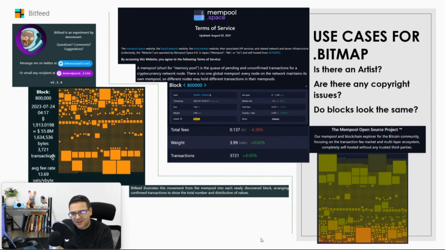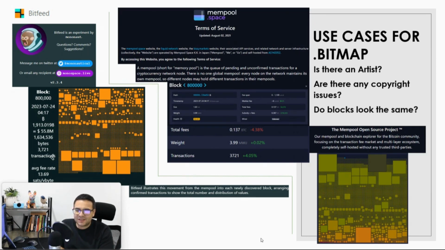So I guess then to answer the question of, well, is there a copyright issue? At the moment, I don't think there is, because both Bitfeed and mempool have not been interested in what these representations are. It's just the byproduct ultimately of the work that they've done. They just want to show what these Bitcoin blocks look like ultimately. It isn't what they set out to do, to create different art pieces of all these different blocks.